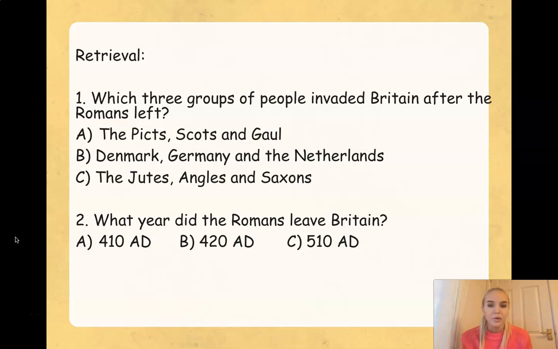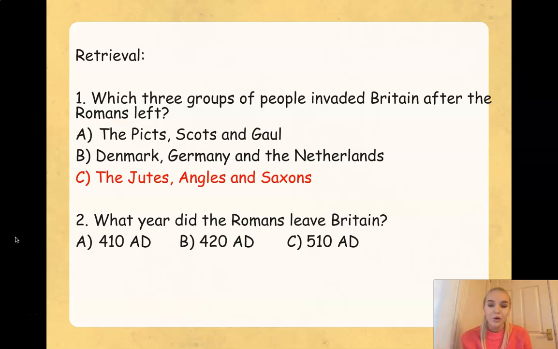Okay, then number 1. Which 3 groups of people invaded Britain after the Romans left? Was it A, the Picts, the Scots and Gaul, B, Denmark, Germany and the Netherlands, or C, the Jutes, the Angles and Saxons? The answer is C. Now, I put B in there just to trick you a little bit. B, the Denmark, Germany and the Netherlands, that is where they came from, isn't it? Where the Angles and the Saxons came from. Well done if you didn't let that one trick you.